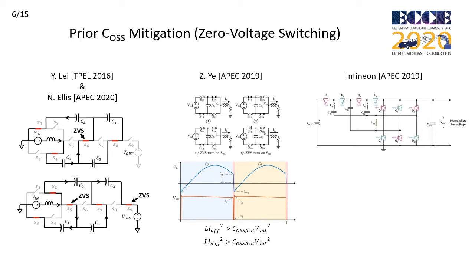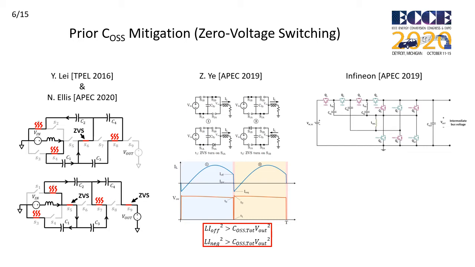Otherwise, COSS loss persists. Zichao Ye's 2019 piece demonstrated at APEC used reverse inductor current to fully soft switch all four switches in a resonant doubler. However, this approach requires both a minimum energy to be stored within its inductor come a switching transition and a periodic reversal of inductor current, making it ineffective at light load and unsuitable for continuous forward conduction.